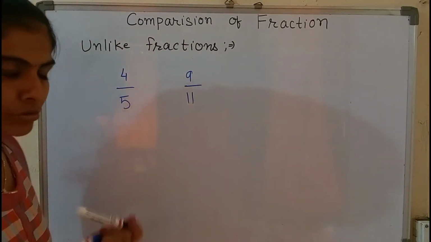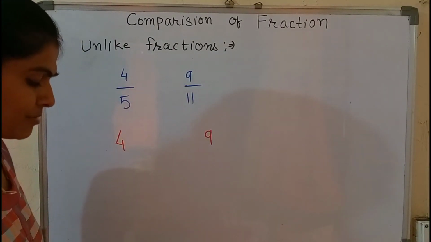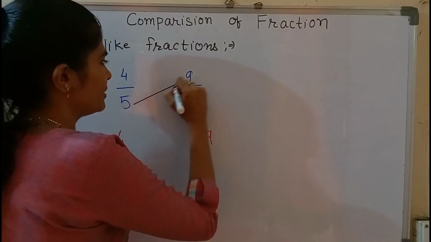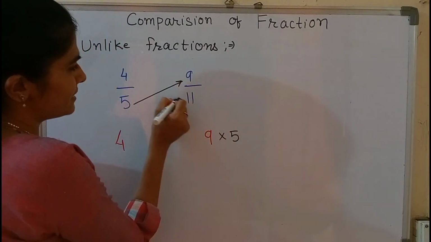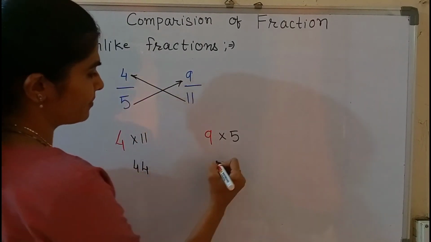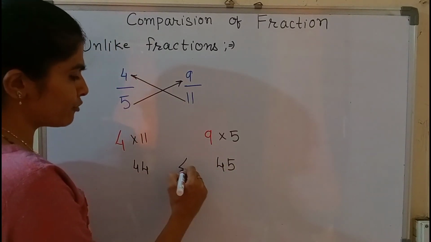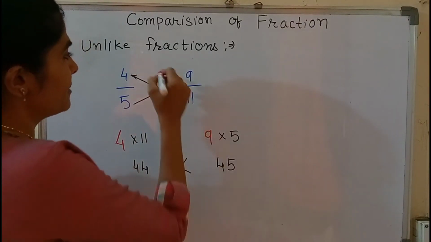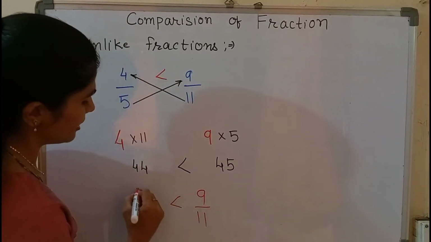Now here we are not going to do so. What we are going to do is write down the numerators, 4 and 9, right? Now what is the denominator of the first fraction? It is 5, so it should be cross multiplied with the opposite numerator. And this is 11, which must be cross multiplied with this one. So here the product is 44, here the product is 45. Which is greater, 44 or 45? Can I say that 45 is greater than 44? So my answer is this fraction. It means 9/11 is greater than 4/5.